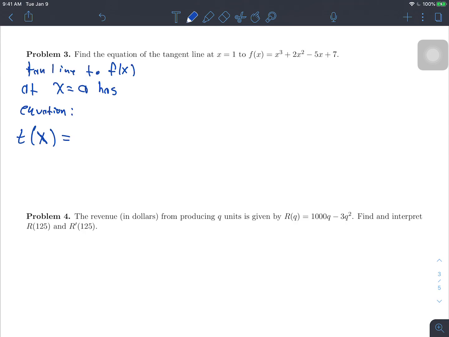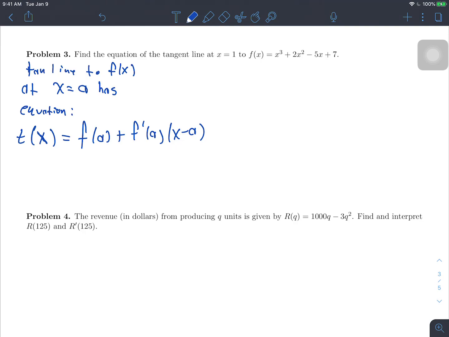Ashlyn? Is it the same thing as the tangent line approximation or is it different? That's exactly right. It is. Alright, so wouldn't it be f of a plus f prime of a times x minus a? That is exactly right. Okay, thank you, Ashlyn. So, f of a plus f prime of a times x minus a.